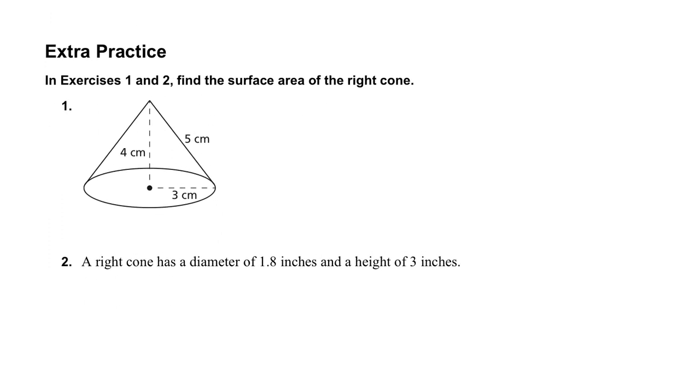So let's go ahead and get through some of these. I'm going to identify what these different sides mean here. So our 4 is our height, our 3 is our radius, and our 5 is our slant height.